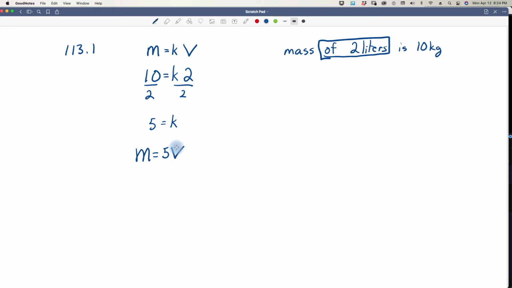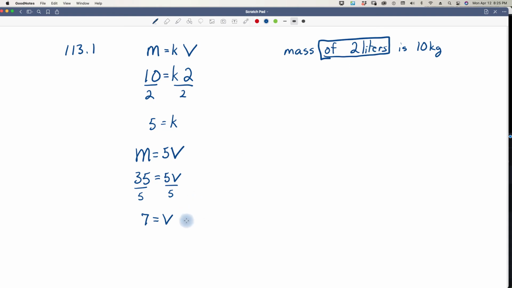And it's going to say, if the mass of 2 liters is 10 kilograms, okay, and that's what we have figured out here, what will be the volume of 35 kilograms? So we have to figure out the volume of 35 kilograms is the mass, right? So 35 equals 5V. We just divide and we find out that 7 liters is the volume, because the volume unit of measure here was liters.